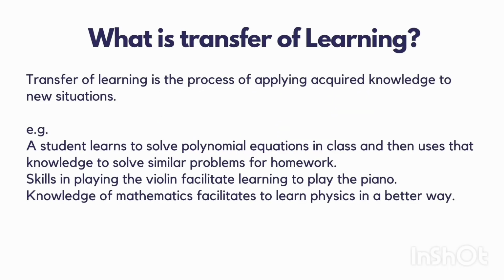Transfer of learning. Transfer of learning is the process of applying acquired knowledge to new situations. For example, a student learns to solve polynomial equations in class and then uses that knowledge to solve similar problems for homework. Skills in playing the violin facilitate learning to play the piano. Knowledge of mathematics helps one learn physics in a better way.